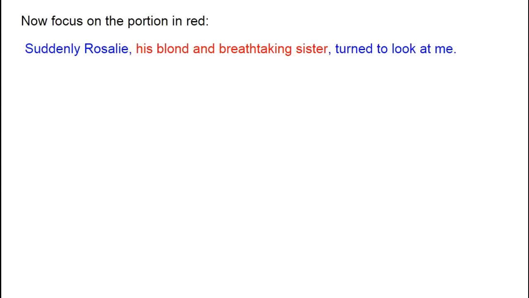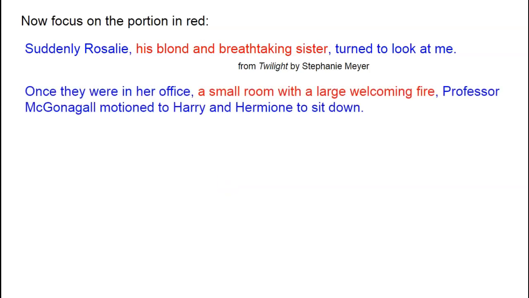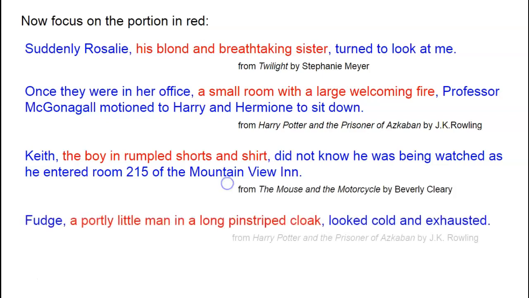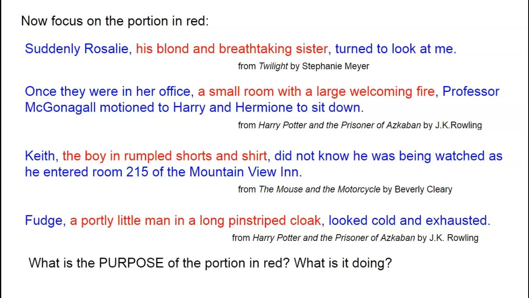Now, to give you a little extra help, I want you to focus on the portion in red. Suddenly, Rosalie, his blonde and breathtaking sister, turned to look at me. Once they were in her office, a small room with a large welcoming fire, Professor McGonagall motioned to Harry and Hermione to sit down. Keith, the boy in rumpled shorts and shirt, did not know he was being watched as he entered room 215 of the Mountain View Inn. And Fudge, a portly little man with a long pinstriped cloak, looked cold and exhausted. What is the purpose of the portion in red? What is it doing?